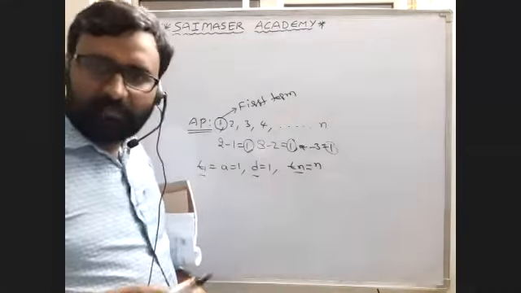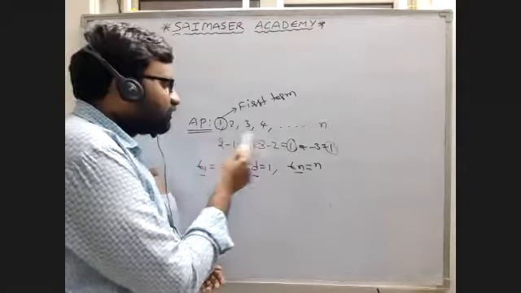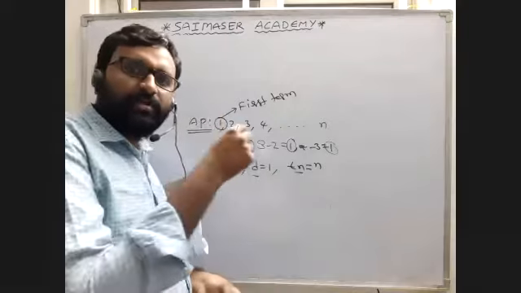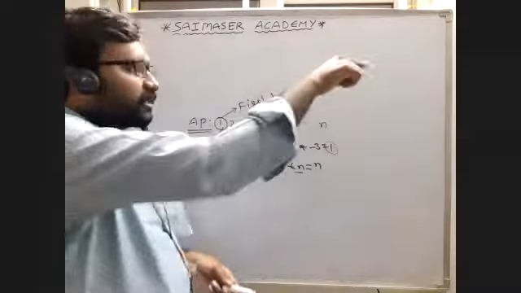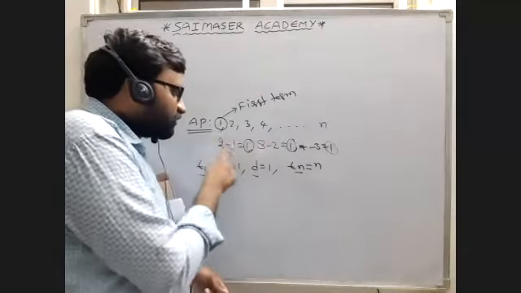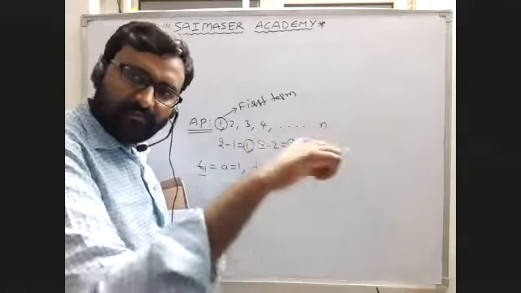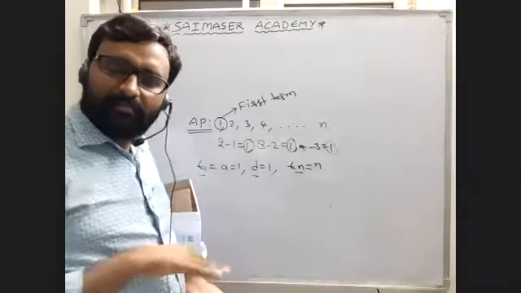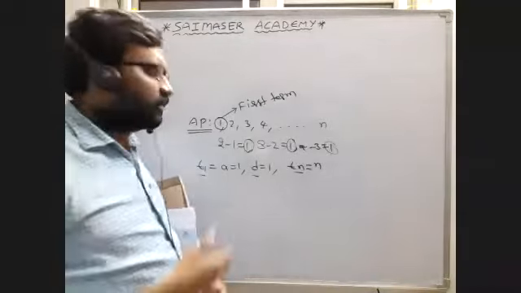Here, why am I giving AP now? In AP we have a common difference. By the common difference only, we can say whether a progression is AP or not. See, 2 minus 1 is 1, 3 minus 2 is 1, 4 minus 3 is 1, 5 minus 4 is 1, 6 minus 5 is 1, 7 minus 6 is 1. Like that, if you subtract the preceding number from any number and you get the same common difference, then we can say this is AP.